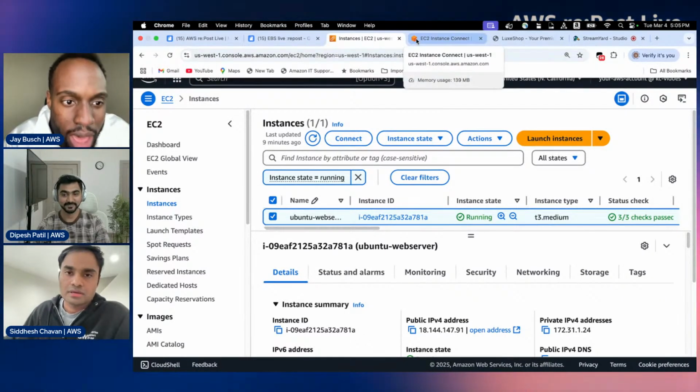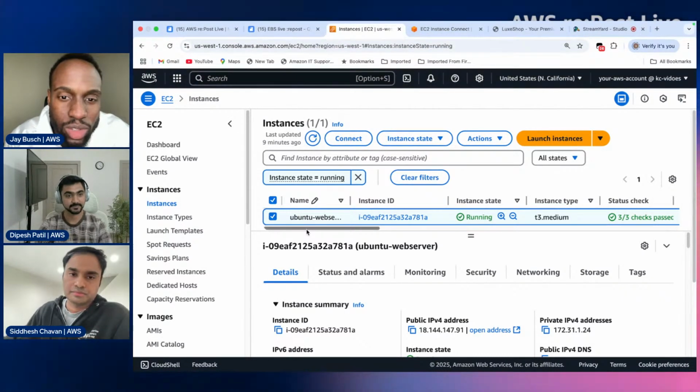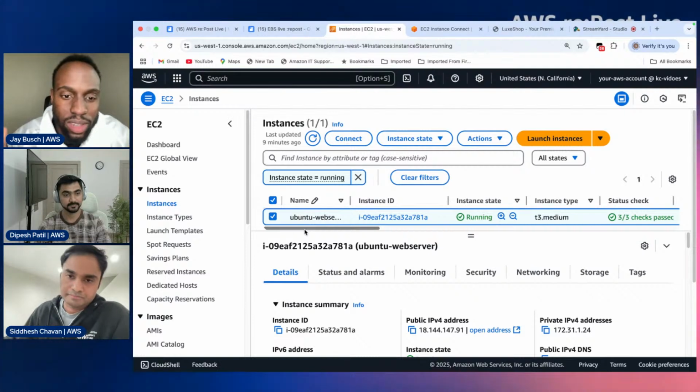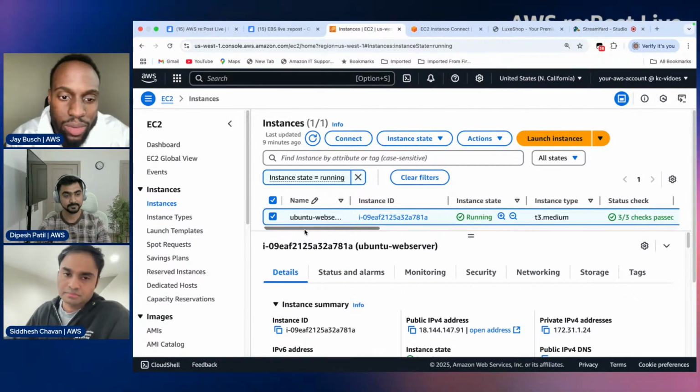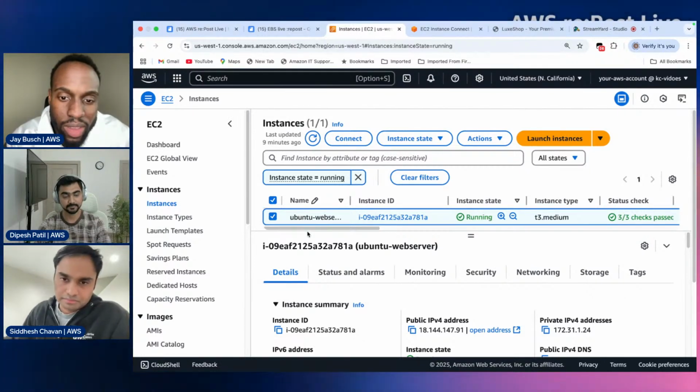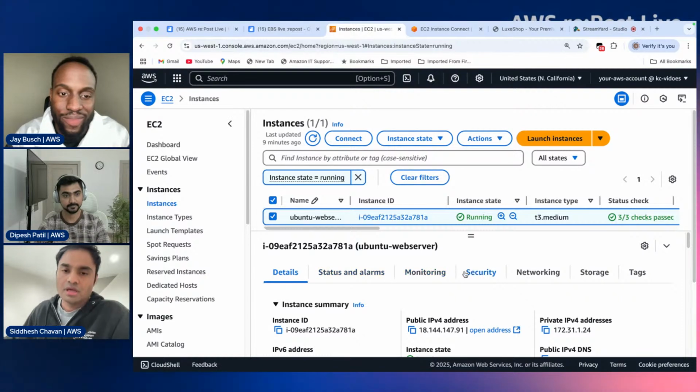So we're looking at the console. Looks like you have just an EC2 instance, a T3, pretty basic. I assume we have some bound storage here. What are you going to walk us through here, Siddharth?